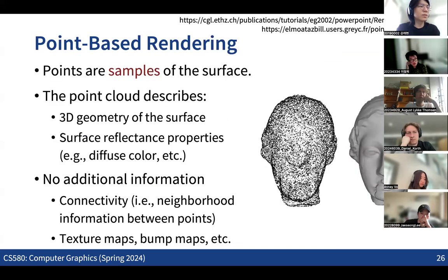So the basic idea in point-based rendering is that we have points as samples over the surface. Each of these points describes geometry information and also encodes some reflectance properties, like a diffuse color. But obviously those points do not provide any information about the surface. There is no connectivity information, and there is also no texture map or any bump maps or any kind of surface information.